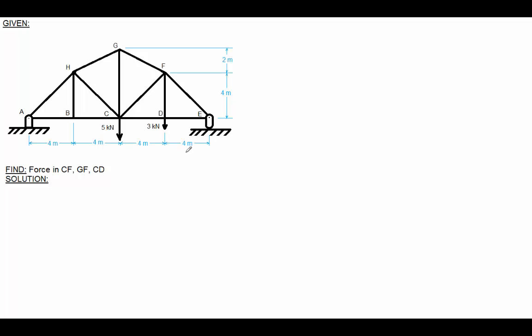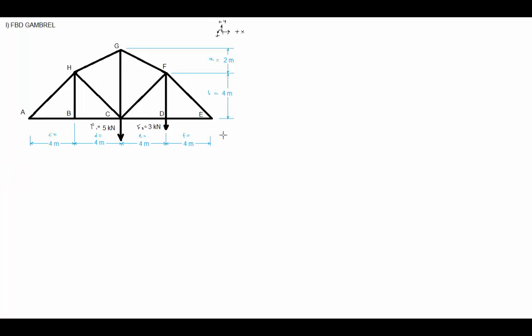Here we'll demonstrate the use of the method of sections on a truss. We are looking for the force in CF, GF, and CD. The first step is to draw a free body diagram of the entire truss. After making our sign convention and labeling the forces and distances, the next step is to apply our support reactions.